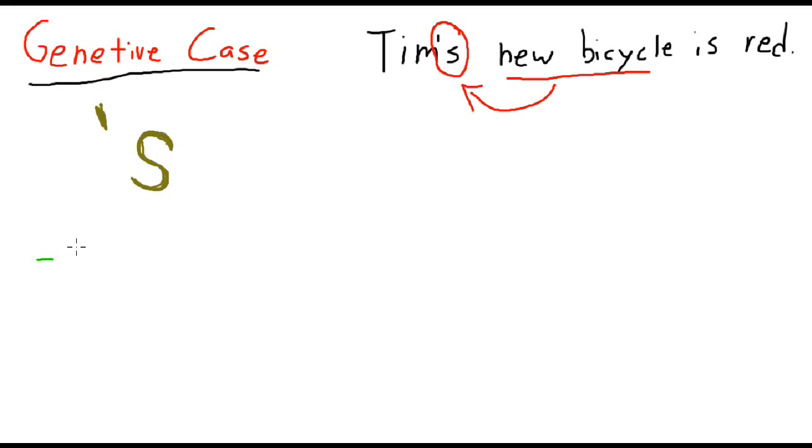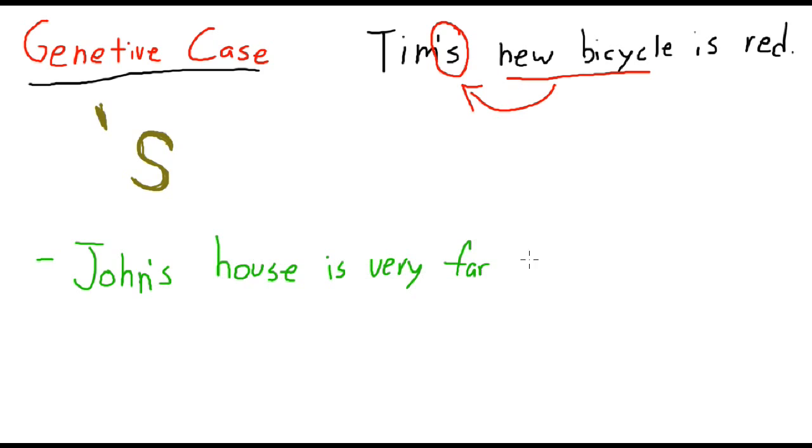So we could say John's house is very far from here. Okay, John's house is very far from here. Well, the genitive case in this sentence is, once again, the apostrophe S. Correct? John's house is very far from here. So when we say John's with the S, we're saying that it's his house. Okay? This house here is his. It is 100% John's house. It belongs to John. It's his house. John's house is very far from here.